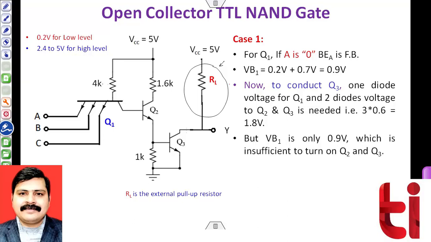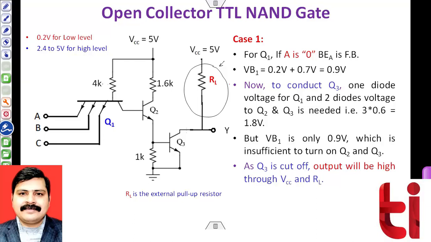So you can check, I have mentioned VB is only 0.9 volt. That makes Q2 and Q3 turn off. So what will happen now? As Q3 is cut off, the output will be high through VCC and RL. So we have verified that if any one input is 0, the output of my NAND gate is 1. So the first case is verified.